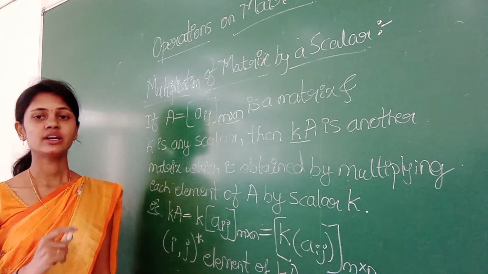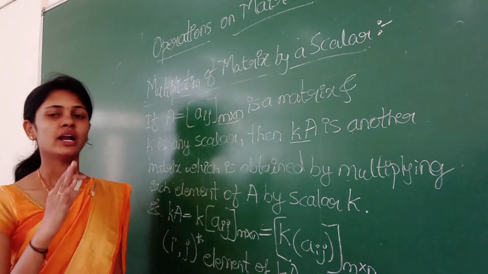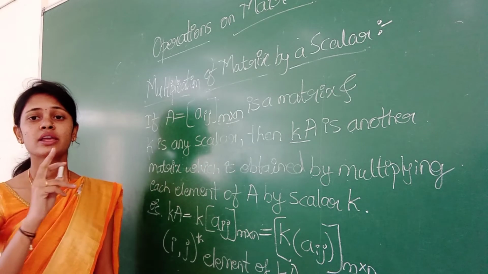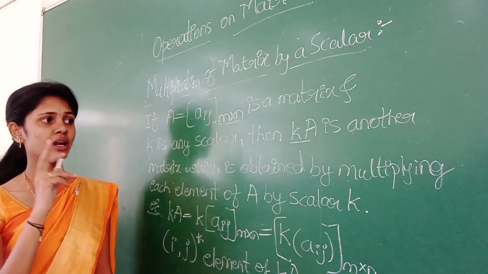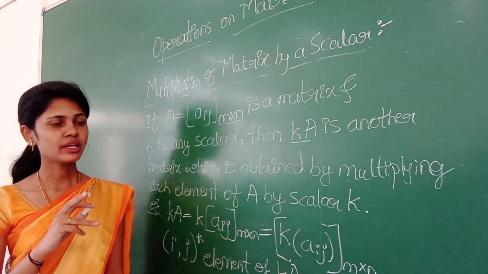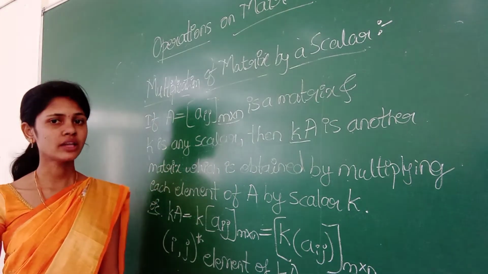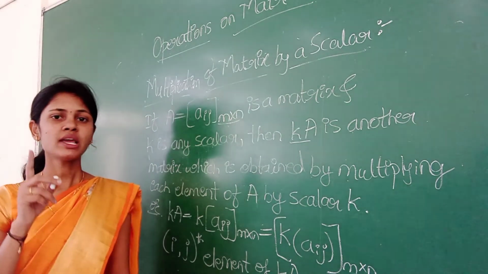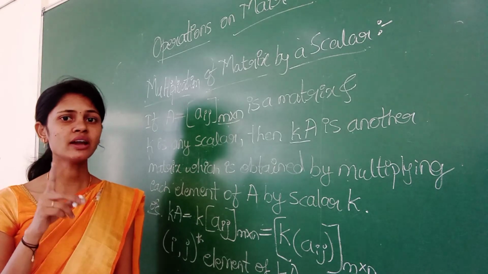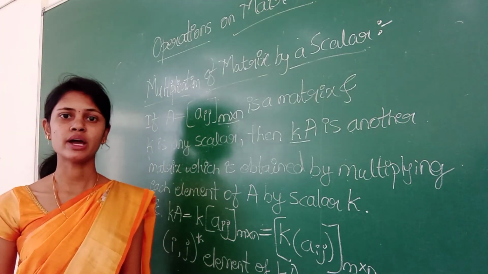So if you consider one matrix A which is of the order m cross n and also a scalar quantity K, then KA is the another matrix which we obtained by multiplying each element of A by the scalar K. So you have to multiply each element of the matrix by the scalar K. Then we say it as a multiplication of the matrix by a scalar.